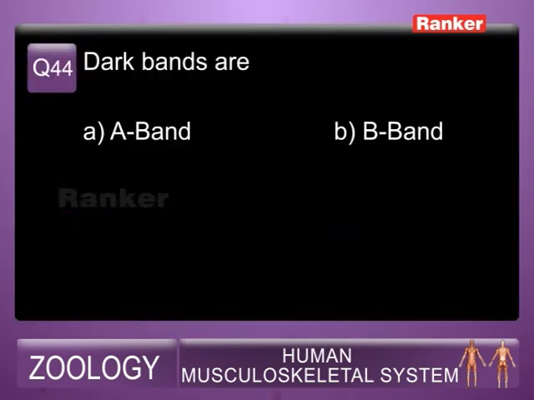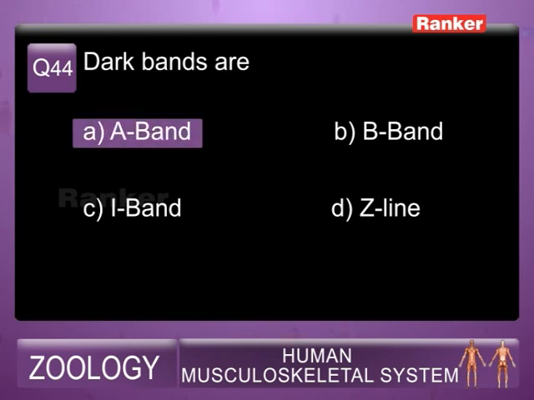44th is here. Dark bands are: A, A band, B, B band, C, I band, D, Z line. Dark bands are also called A band, that is anisotropic band. So the answer is A, anisotropic band.